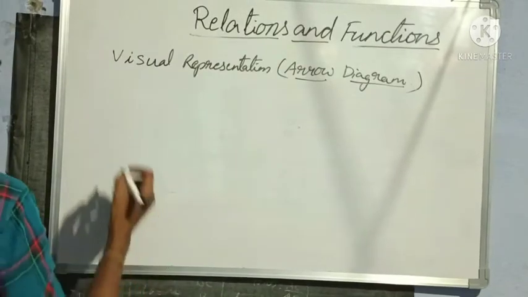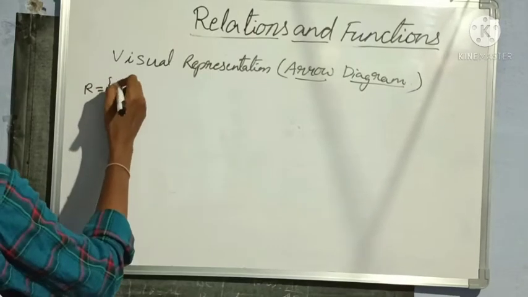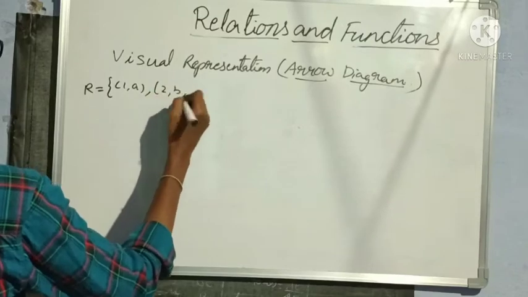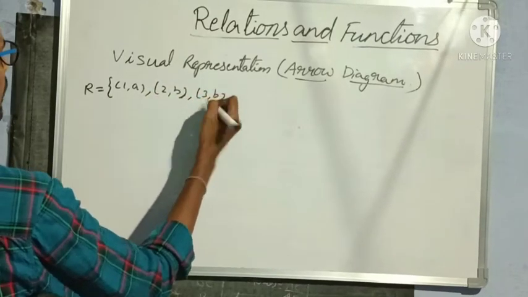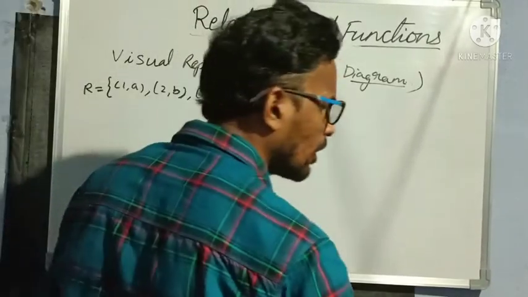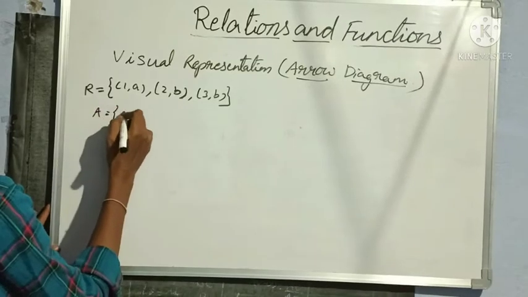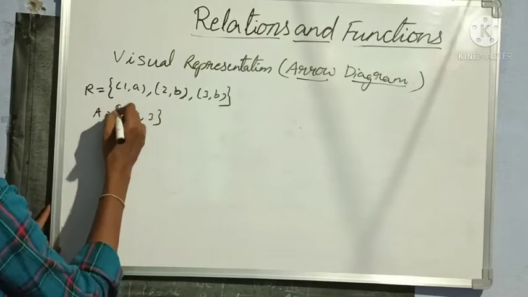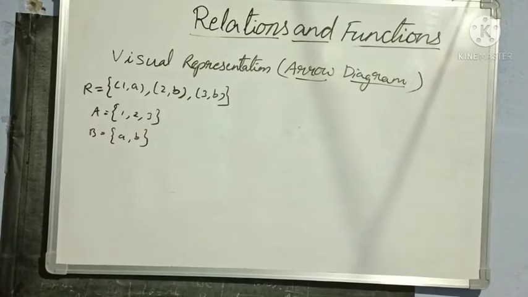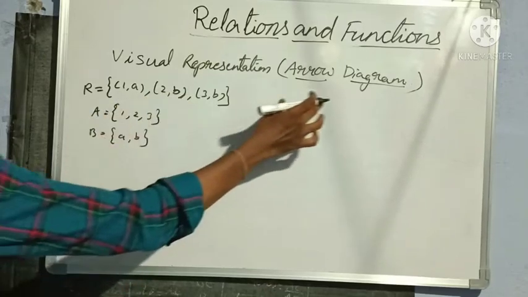Suppose I am taking a relation R equal to (1, A), (2, B) and (3, B). Okay? Is this a relation, a subset? Is this a relation or not? Why? Because this is a subset of A cross B. Anyhow, we know that A is equal to {1, 2, 3} and B is equal to {A, B}. Okay? So how to visualize this in the form of a relation? That is called an arrow diagram.